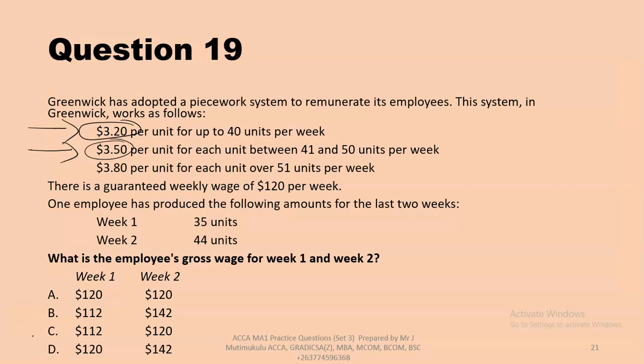Or $3.80 per unit for each unit over 50 units per week. Which means any additional unit above 50 is going to attract $3.80. So you are going to follow that sequence as you compute your figures. Just watch me as I do it.